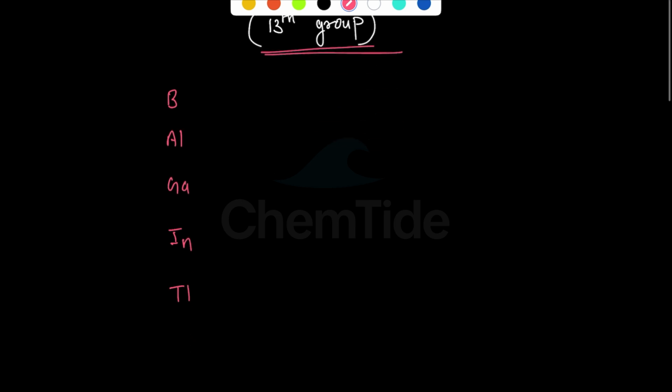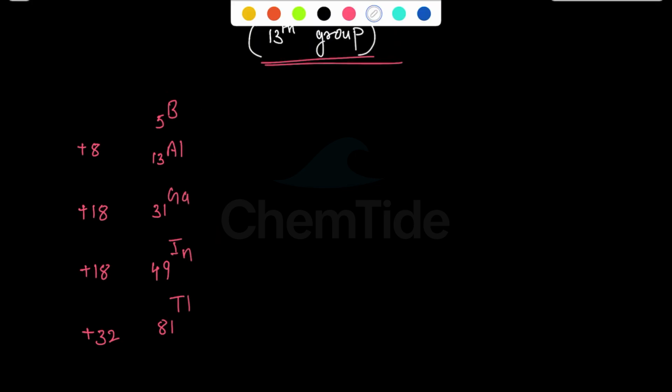If I write the numbers of these, it becomes 5, and 5 plus 8, and so on. So these are the atomic numbers of this family. If you try to write down the configuration, it becomes 1s2, 2s2 and 2p1. Similarly for aluminium, it becomes neon, and neon is 10, and then we write 3s2 and 3p1. Similarly, it should be 4s2, 4p1, 5s2, 5p1, 6s2, 6p1. So in general, we could say the electronic configuration for this family is ns2 np1.